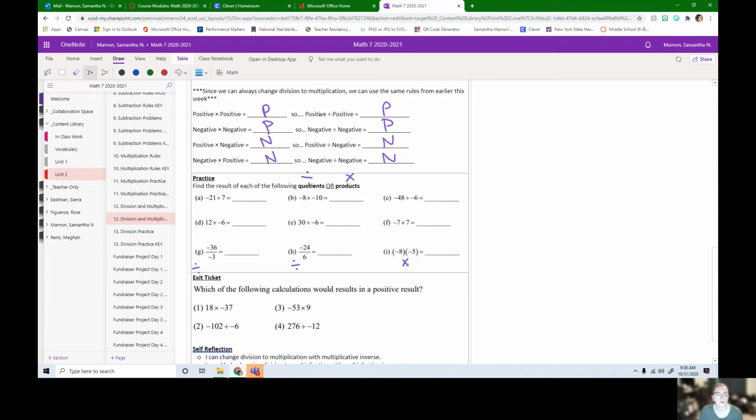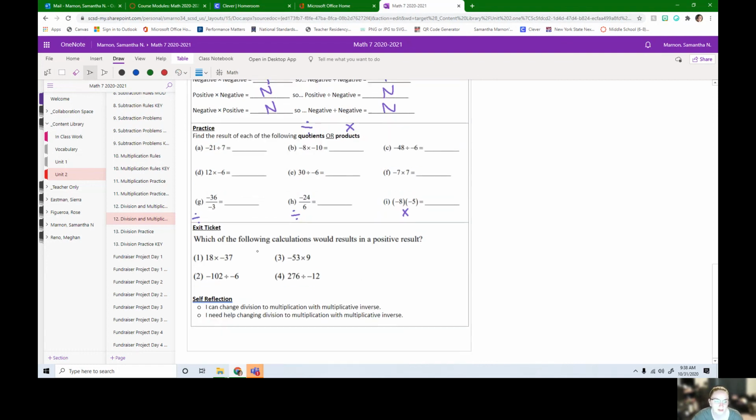So you're going to go through and do these practice problems independently. So I'm not going to show the answers in the video. You're going to do these on your own. And then you have an exit ticket, and this is multiple choice. This one says, which of the following calculations would result in a positive result? So which of these is going to be positive? Pick one of them. Then you have your self-reflection. I can do it, or I need help doing it. So you're going to do the practice, the exit ticket, and the self-reflection independently now.